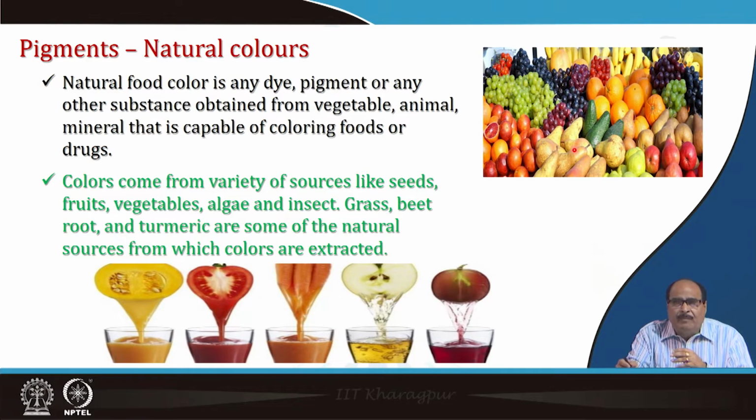You can see they are multicolored, all these red, blue, green, yellow, etc. All these colors are because of the presence of various organic compounds which are known as pigments, and they contribute to the color of the commodity. The color comes from a variety of sources, like seeds, some fruits, their peel, vegetables, even algae, insects, grass. All these contain coloring components, which you can see here in the picture.